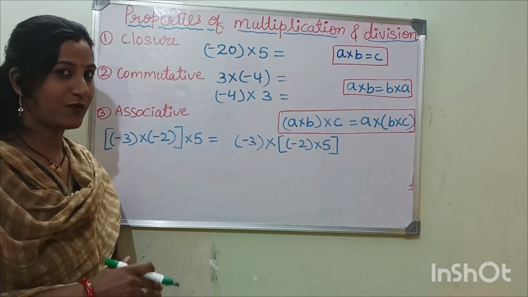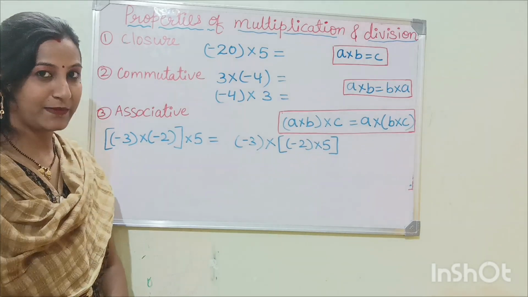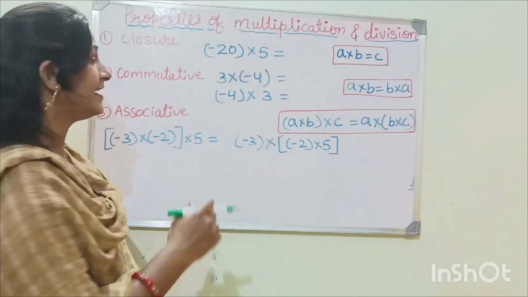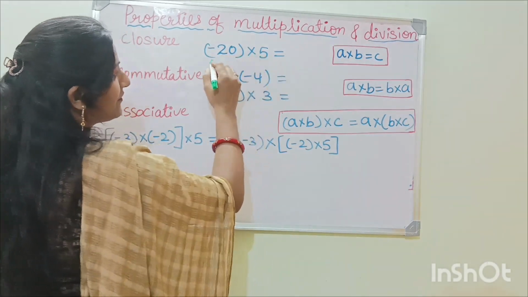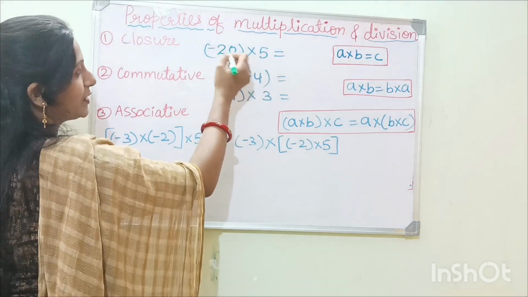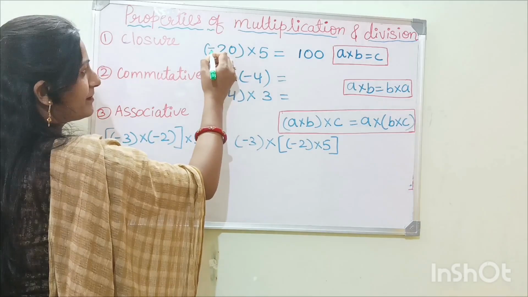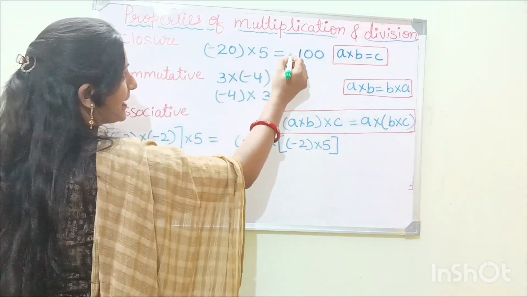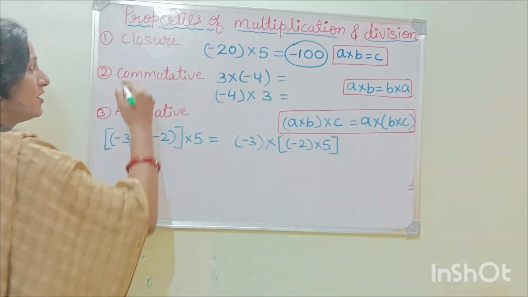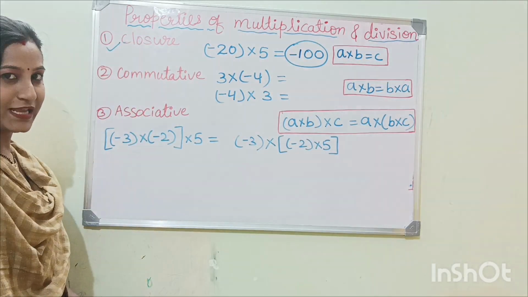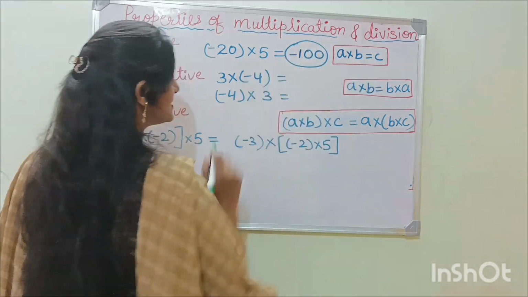In the closure property, we are looking at multiplication. If we multiply two integers, we are going to get an integer. So we have two integers, minus 20 and 5. If you multiply these two integers, 5 20s are 100. You also have to multiply the sign, minus into plus is minus. So this is an integer. So this is closed under the closure property, meaning the integers are closed under multiplication. A into B equals C.